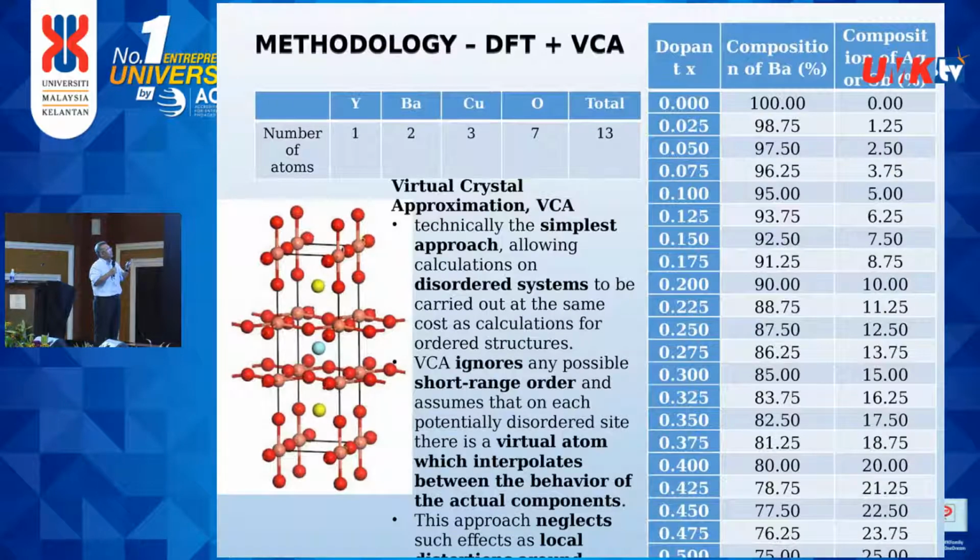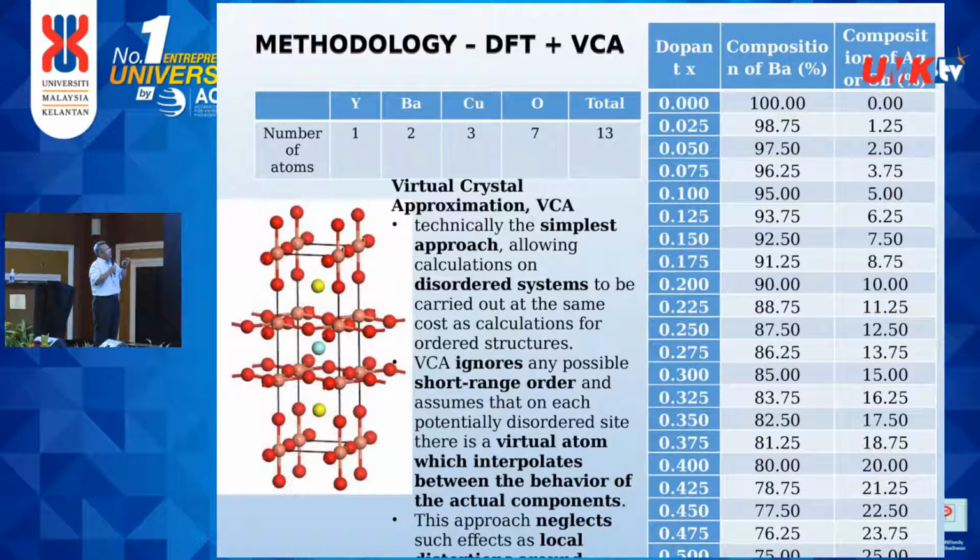Okay, so this is the methodology using DFT plus VCA. VCA stands for virtual crystal approximation. So one crystal structure of YBCO contains 1 yttrium, 2 barium, 3 copper, and 7 oxygen. The total is 13.